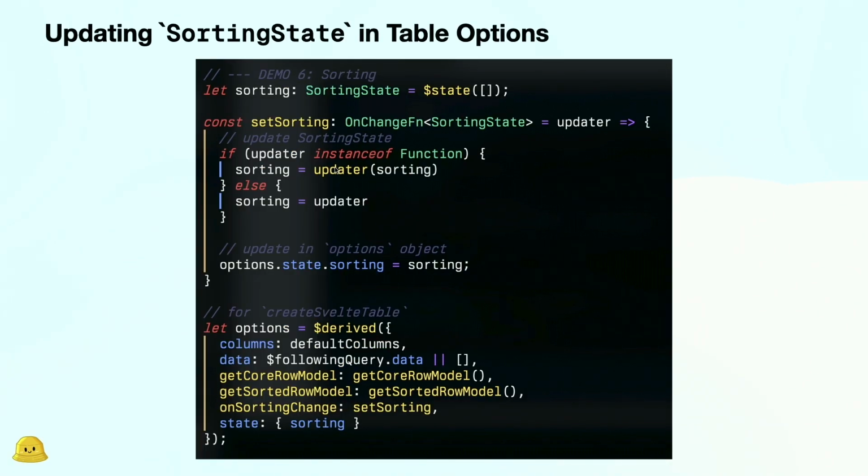Then we go ahead and create a sorting state, which is just an array. And then we have this onChange function. We're passing in the sorting state type here, which is just an array. And then we update it. And then inside the options object that we were using earlier to create the table, we're going to add 3 new properties. Get sorted row model, which is built in. On sorting change, which is our set sorting function that we're making up here. And then we're going to give it the state of sorting.